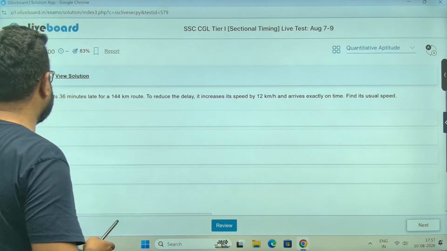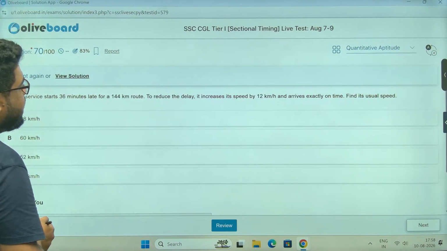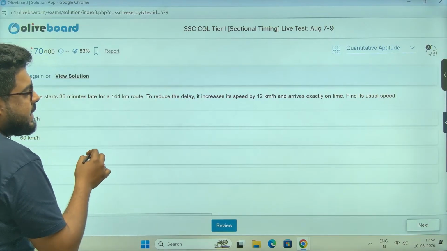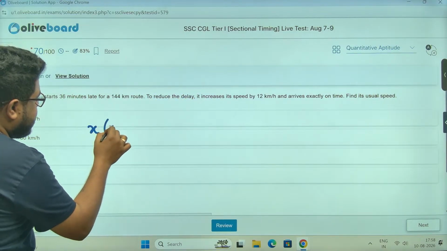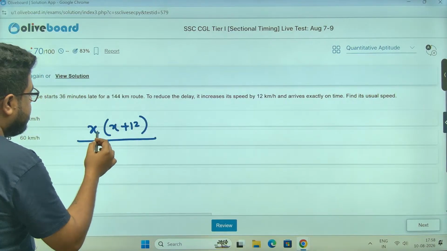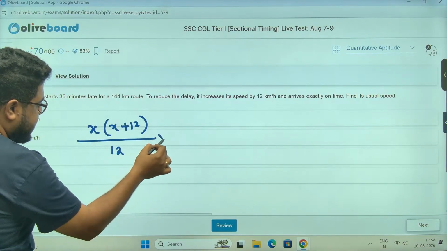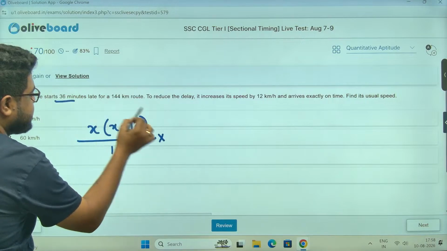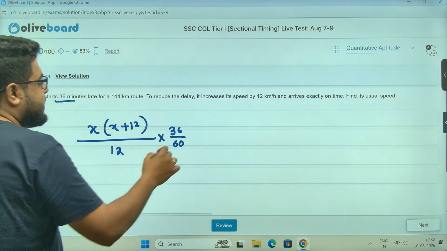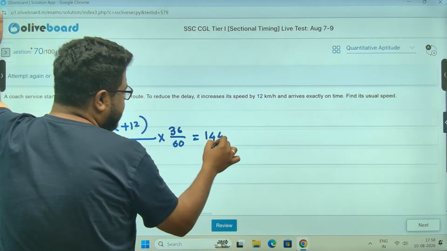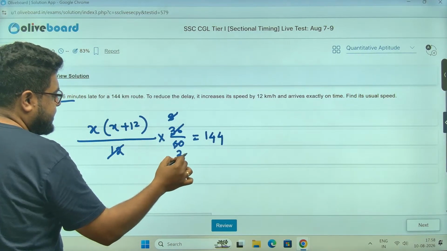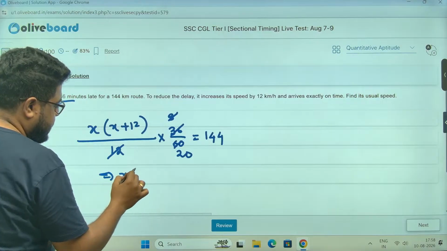A coach starts late for 144, and increases the speed by this to arrive exactly on time. X is the initial speed, and this is the increased speed. The difference of speeds into the time difference, which is 36 minutes, meaning 36 by 60, is equal to the distance. We all know the basic formula. 12 3s are this, 3 20s are this. So x into x plus 12.